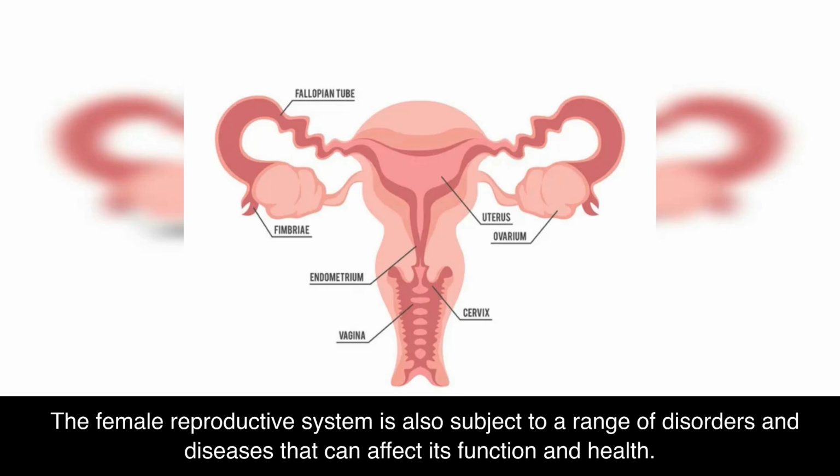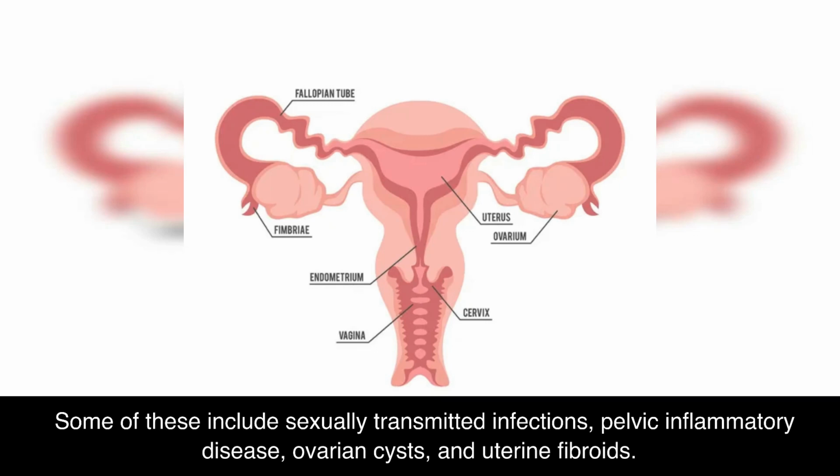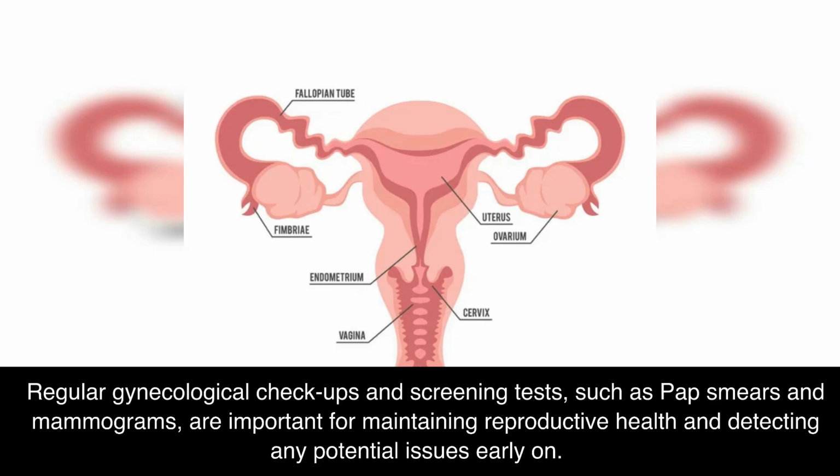The female reproductive system is also subject to a range of disorders and diseases that can affect its function and health. Some of these include sexually transmitted infections, pelvic inflammatory disease, ovarian cysts, and uterine fibroids. Regular gynecological checkups and screening tests, such as pap smears and mammograms, are important for maintaining reproductive health and detecting any potential issues early on.